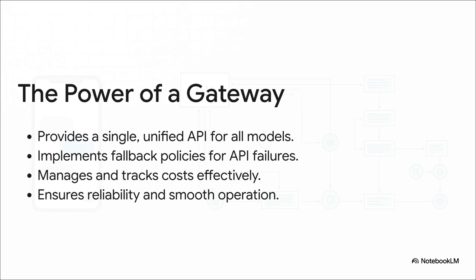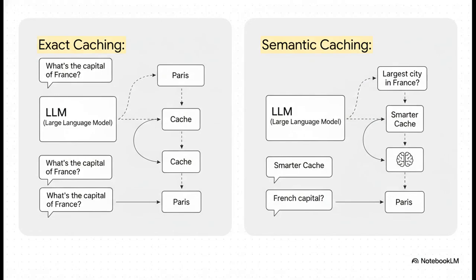It's really the key to taming all that complexity. Another huge part of scaling is managing speed and cost, and that's where caching comes in. The simplest kind is exact caching. If two people ask the exact same question, you just serve up the first answer from memory. Done. But then there's semantic caching. It's way more powerful, but trickier.